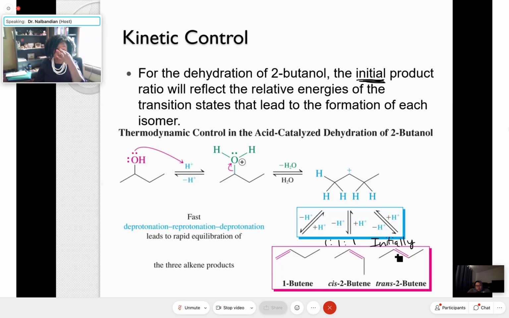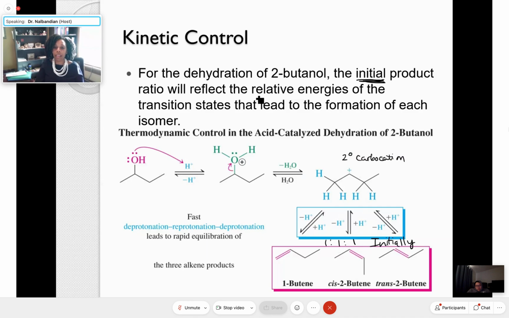So in the beginning, we'll protonate the alcohol, get our oxonium ion, the water will leave, and we end up with our secondary carbocation here. And with that secondary carbocation, we have all these hydrogens around. We deprotonate them, giving a 1 to 1 to 1 mixture of the 3 products that we can get here.